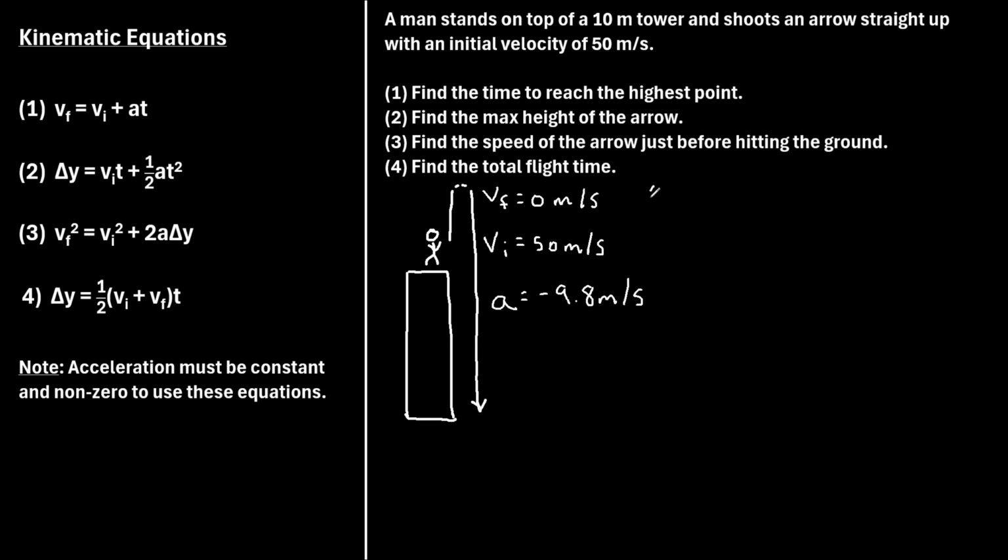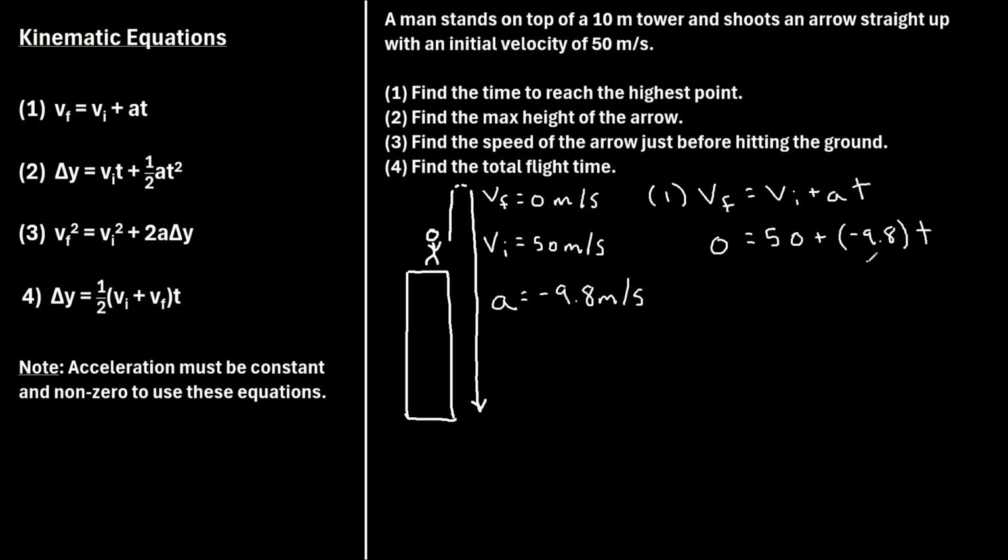We'll say, for this first question, we have v sub f, the final velocity, is equal to the initial velocity plus acceleration times time. So again, we said the final velocity at this point, when the arrow reaches the highest point, temporarily the final velocity is 0. So we'll say 0 is equal to the initial velocity we know is 50, plus the acceleration, that's negative 9.8, and we're trying to solve for time, so we're multiplying that by time.